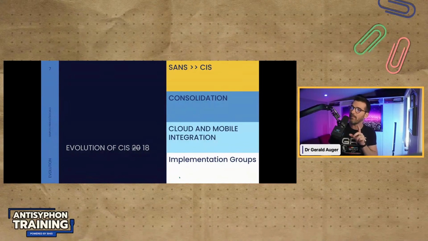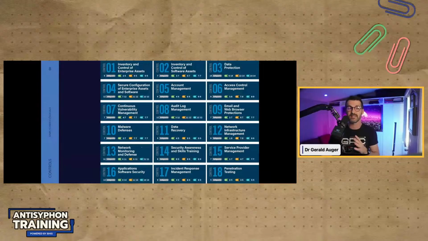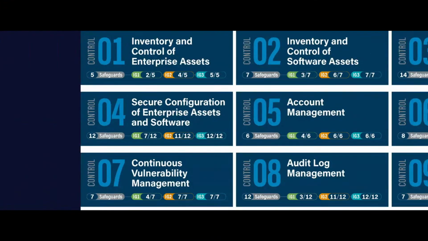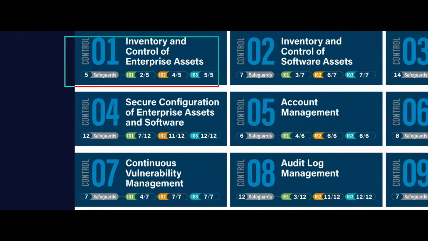And I'm not 100% sure if implementation groups existed in CIS 20. It's been a minute, but implementation groups, I'll show you here in a second. Take a look at this. This is the 18, right? If you look at Control 1, basically asset inventory of hardware, you can see there are 5 safeguards, so there are 5 sub-controls within Control 1. And then you have these IG1, IG2, IG3.